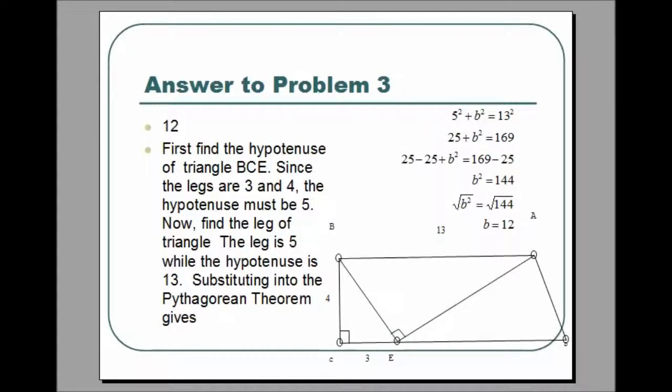Here is the answer to practice problem 3. The answer is 12. Your first step is to find the hypotenuse of triangle BCE. Remember, the hypotenuse is the line segment BE. Since the legs are 3 and 4, we know from our previous work that BE must have a length of 5. Now let's work with triangle BEA, which is the triangle in the center of the figure. And the little corner drawn in at point E tells us that it's a right triangle. We substitute into the Pythagorean theorem formula. This gives us 5 squared plus b squared equals 13 squared. 25 plus b squared equals 169. Subtracting 25 from both sides produces the result b squared equals 144. Taking the square root of both sides gives us b equals 12.